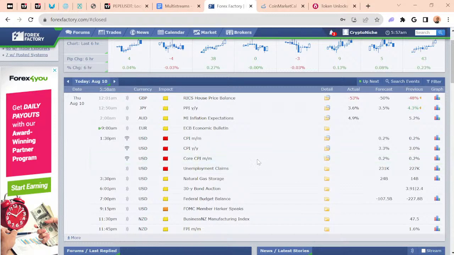All right, that's it for today, guys. Maybe tomorrow we talk about LINK, have a look at it and see if there could be a profit or an opportunity right there on our chart.